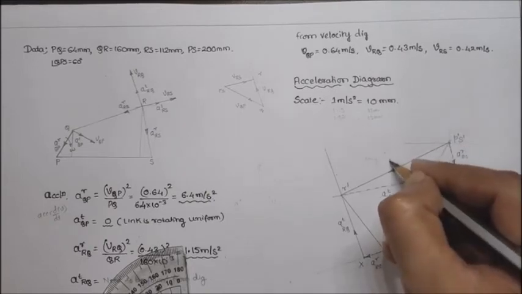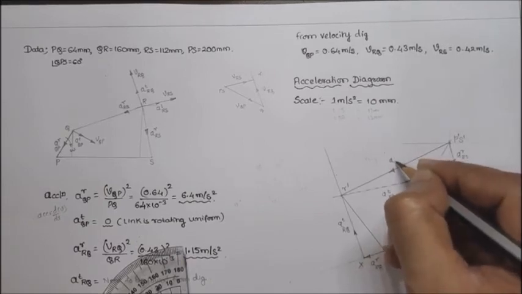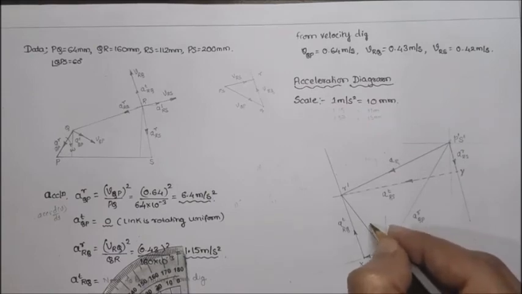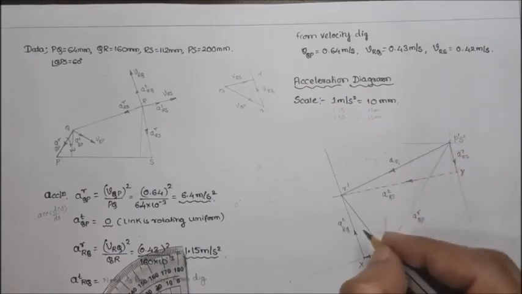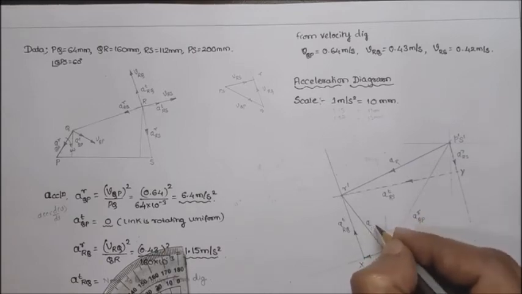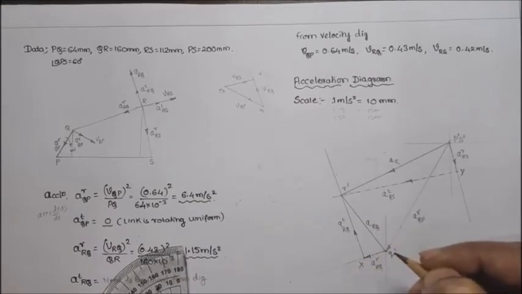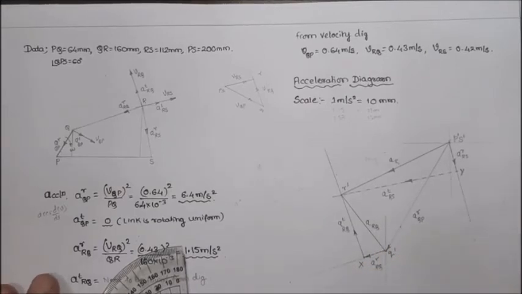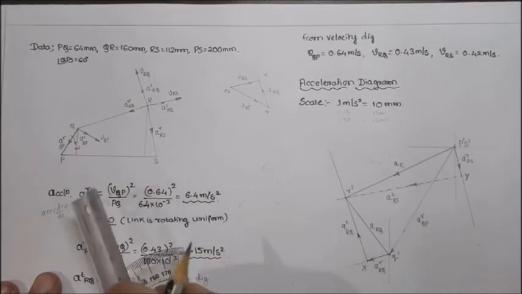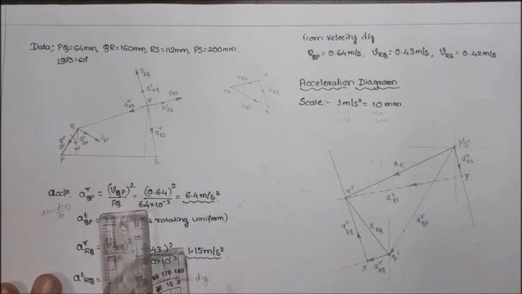This is acceleration of just R, and Rs also we can take, or R also we can take. This is our acceleration of R on Q. So this completes our acceleration diagram. But we need to find out the angular acceleration.